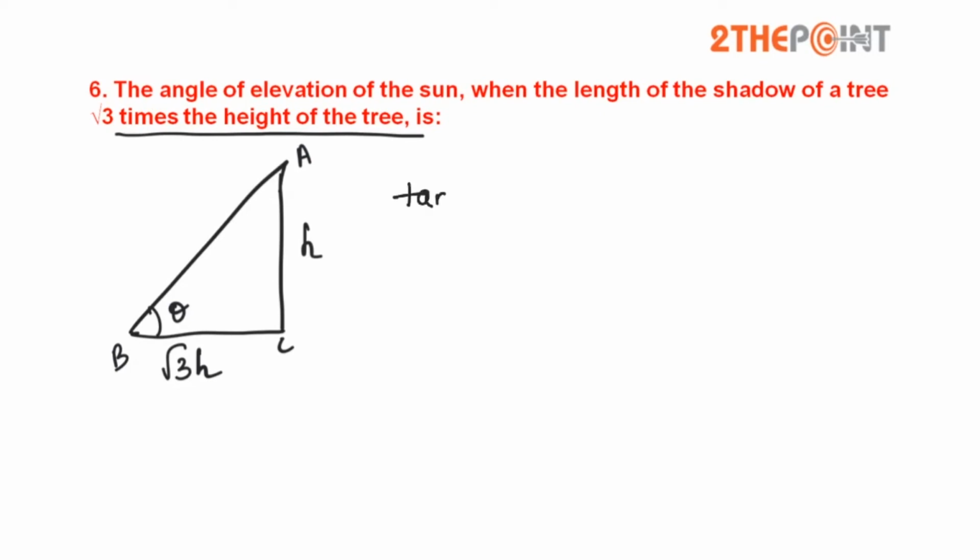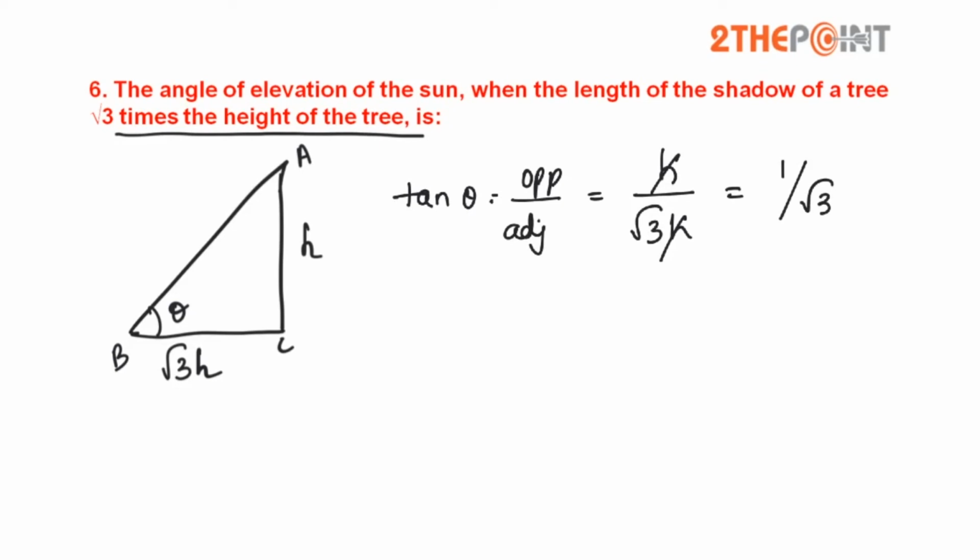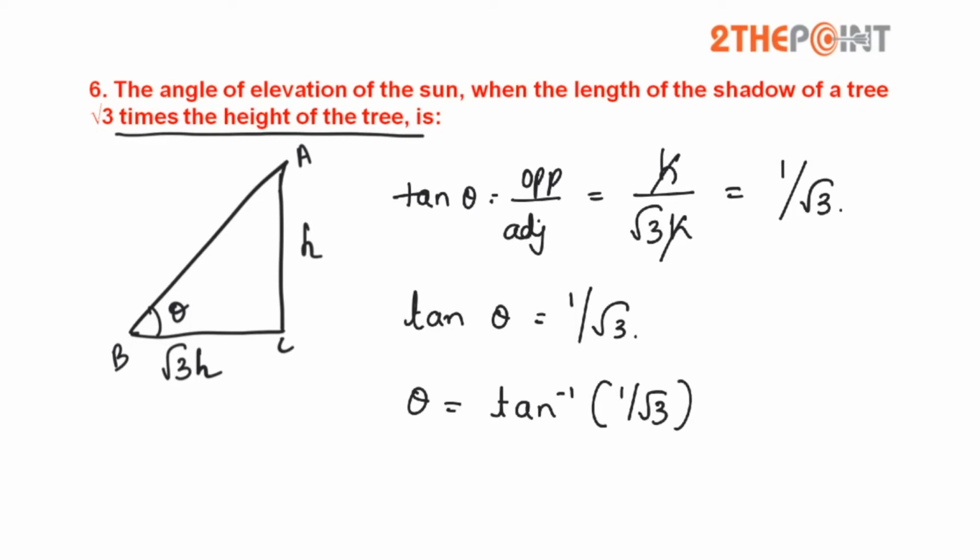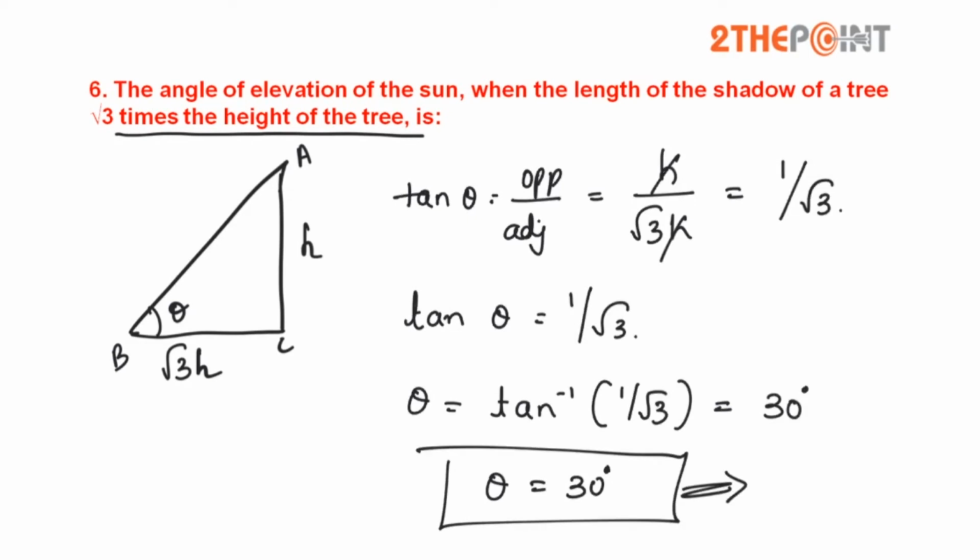So tan theta gives the value of opposite by adjacent, which is equal to h by root 3h. H gets cancelled and we are left with 1 by root 3. Tan theta is equal to 1 by root 3 and theta is equal to tan inverse of 1 by root 3. We know that tan 30 degree is 1 by root 3. Therefore, theta is equal to 30 degree. The angle of elevation is 30 degree.